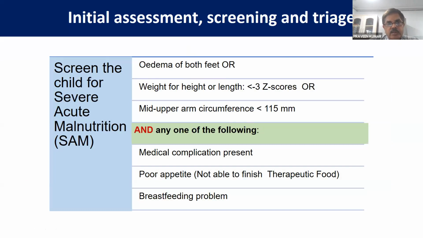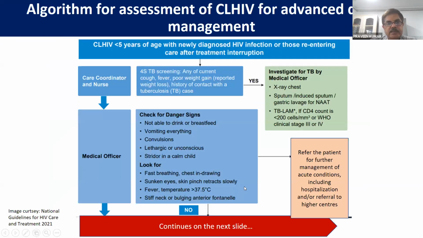I think this I have already discussed in the previous slide. This is just repetition, screening for severe acute malnutrition. What are the problems which will need hospitalization? So if you have a child who is fulfilling the case definition criteria of severe acute malnutrition and has any of these three problems, then you will hospitalize.